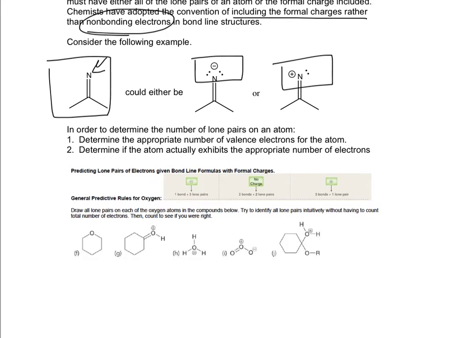In order to determine the number of lone pairs on the atom, we can first determine the appropriate number of valence electrons for that atom. And then when we examine the atom, we have to see if it actually exhibits the appropriate number of electrons. So for oxygen, it has a valence of 6. We can also learn to recognize certain patterns.